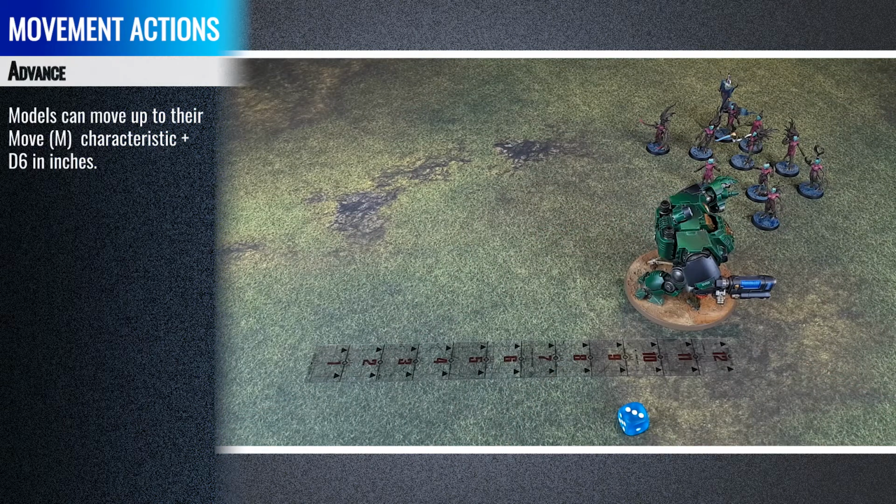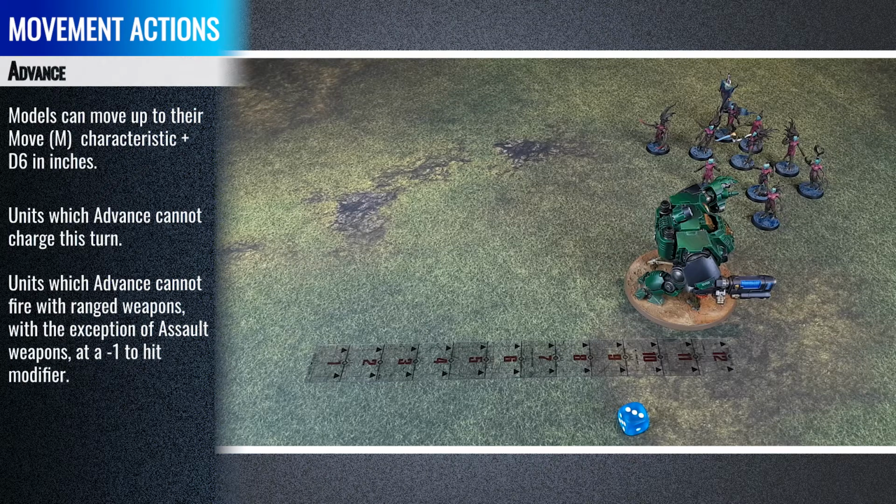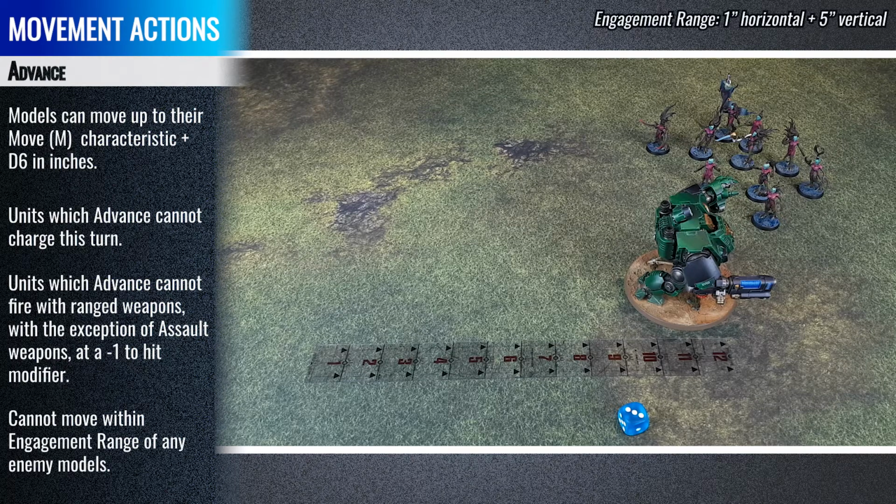However, the boosted movement that comes from advancing does come at a price. When a unit advances, it loses the ability to charge and get into melee combat this turn. It also gives up shooting with ranged weapons, with the exception of weapons of the assault type, which are fired at a -1 to hit penalty. Also keep in mind, advancing units still cannot move within engagement range of enemy models.